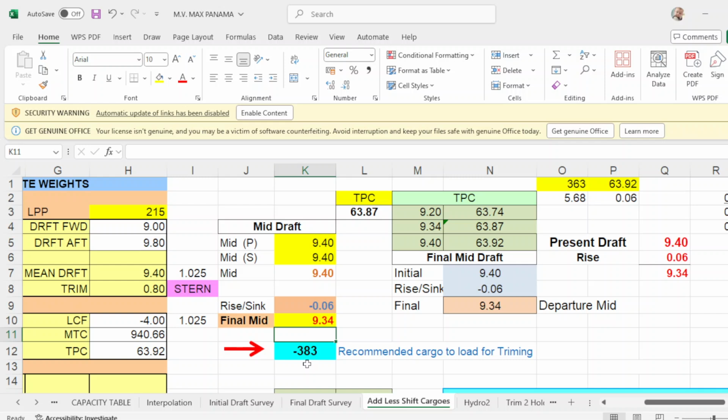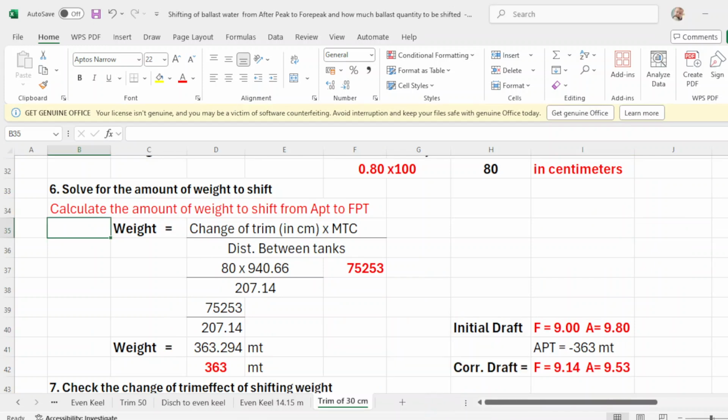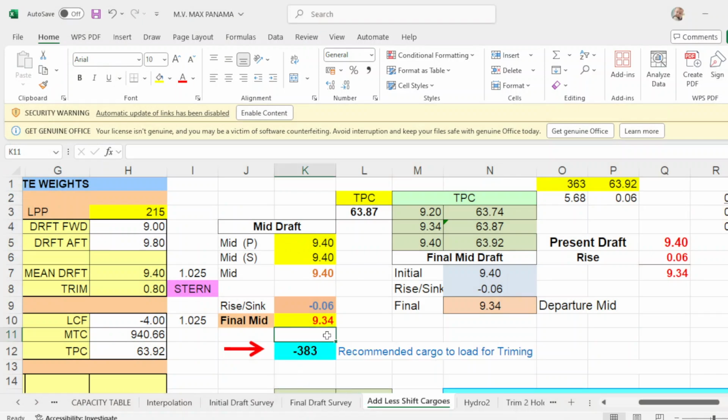This should be 383. Check your 363. Double check this one. Delete this one. Your rice, okay.